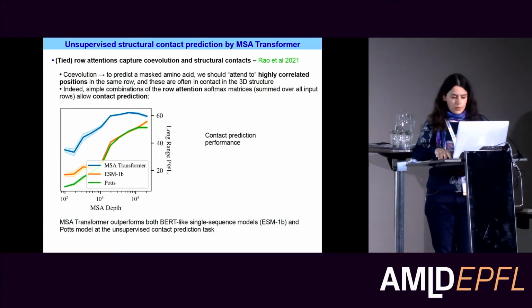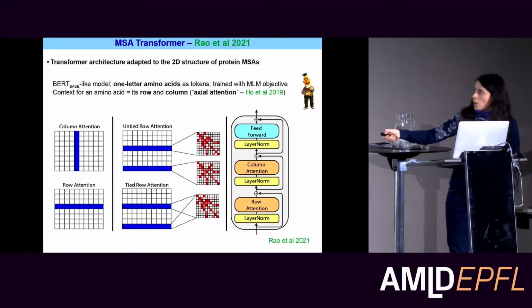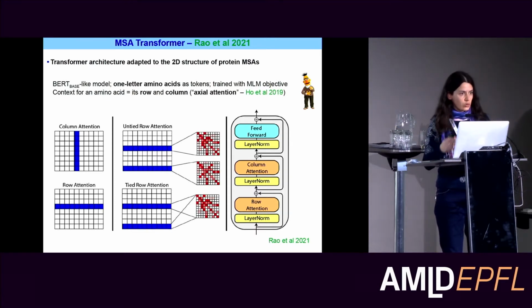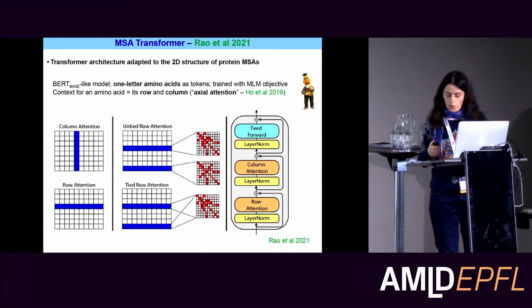Okay, so that's a very interesting point, that these models capture contacts. In fact, they capture them in their row attentions, the tied row attention that I was telling you about before. So here, if you want to fill in these amino acid sites, you will have to attend to specific positions, and these positions tend to be the ones that are in contact, because there is co-evolution between these sites. So that's the idea.